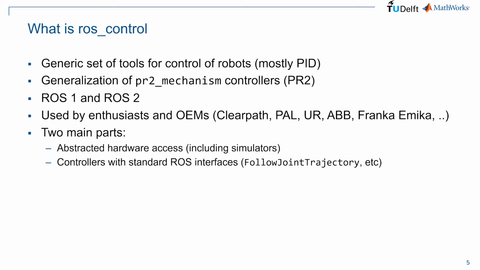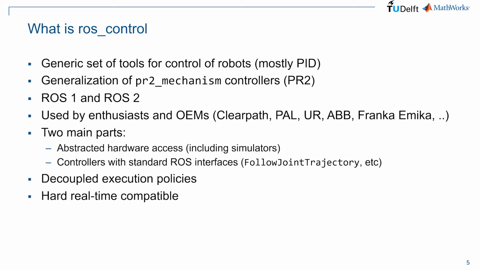It consists of two main parts. At a high level, there is on the one side the abstracted hardware interface, which includes simulators, so both simulators and real hardware are supported. And on the other side, there's a set of controllers which use the hardware interfaces to expose standard ROS interfaces to the rest of your application. An example of such an interface would be the follow joint trajectory interface, which people typically use with MoveIt, for instance, or Tesseract.